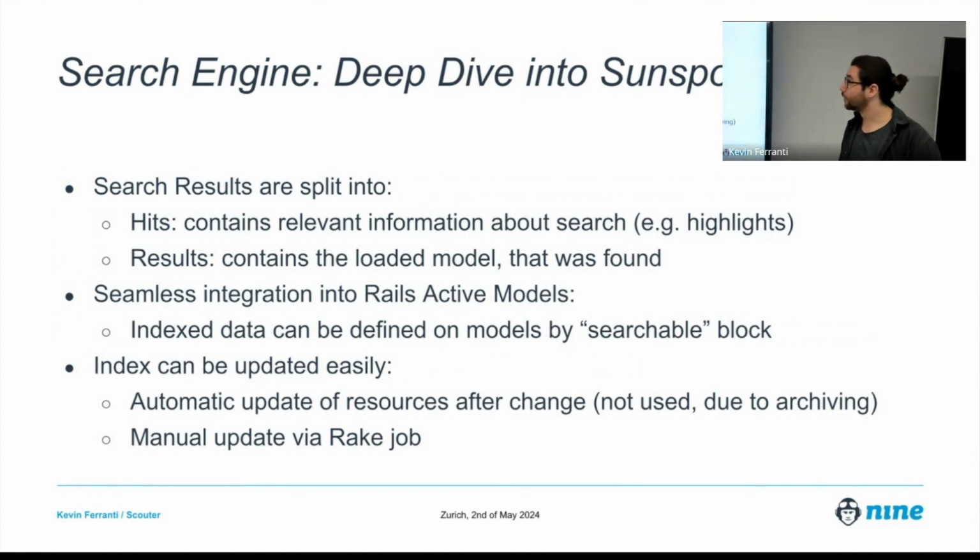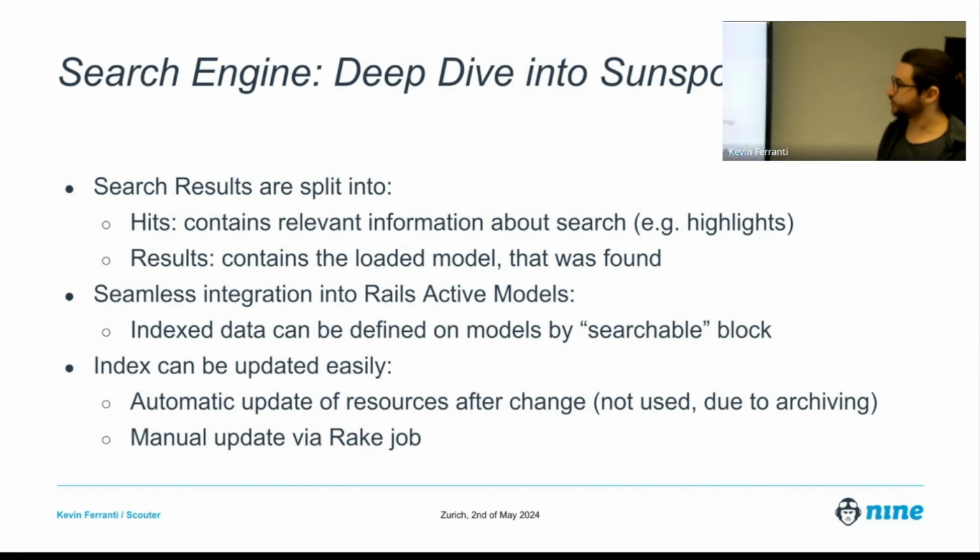Next up, I want to go a bit more into the detail of Sunspot, which was a very cool Ruby gem that I used. Essentially, the search results are split into hits and results. So essentially, the highlights, for example, or the search engine relevant information you get from the hits, and the results is just the model loaded with the ID, and that's very handy because then you can just look up and show the results in the UI. It was very cool.